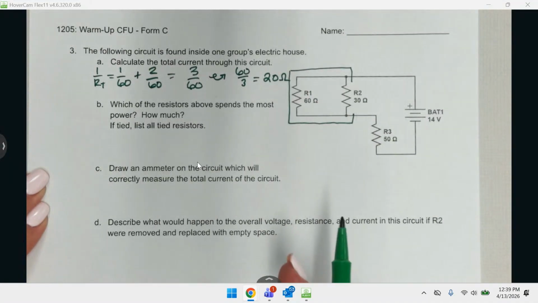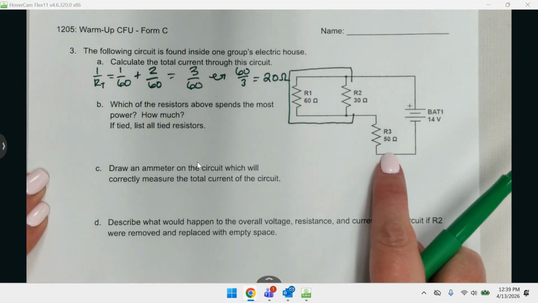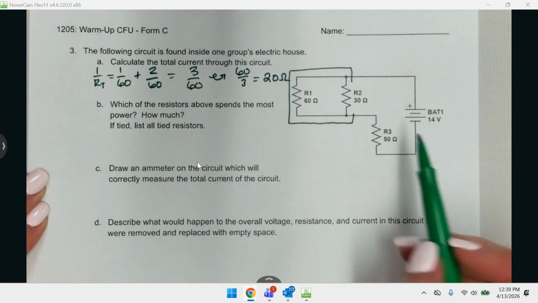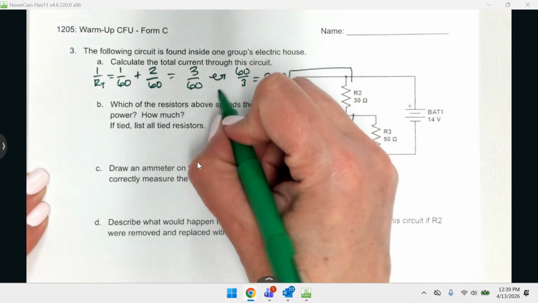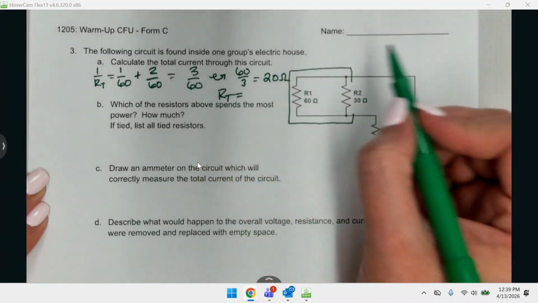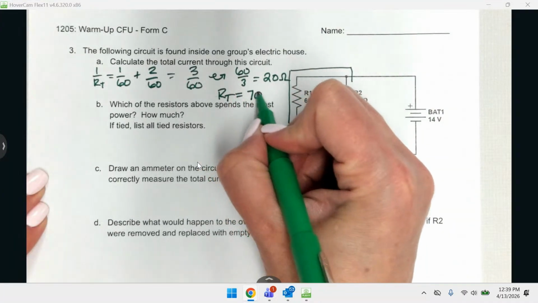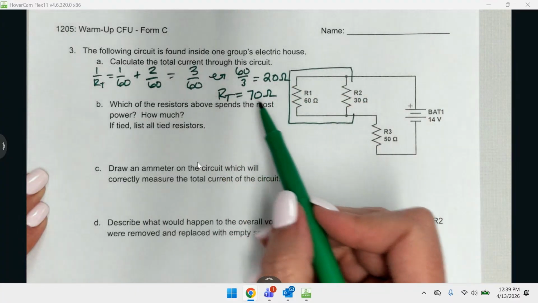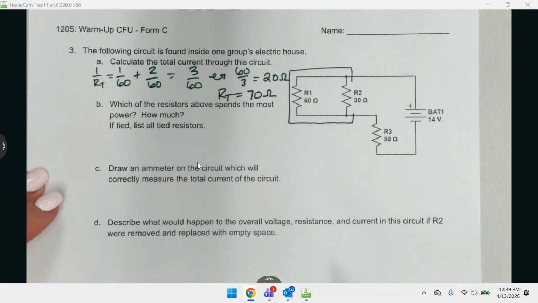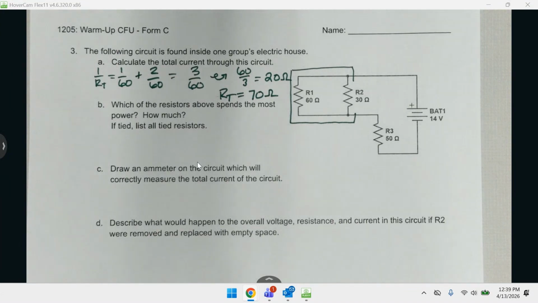Again, we're not done. That's just the parallel section. We have to add to it this, which is in series. 20 plus 50 means that the total resistance in this circuit is 70 ohms. Again, that is not what we're asked to find, but in order for us to solve for what we are asked for, we need that.